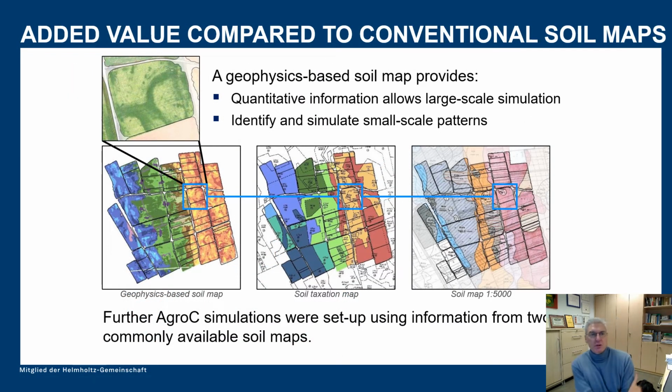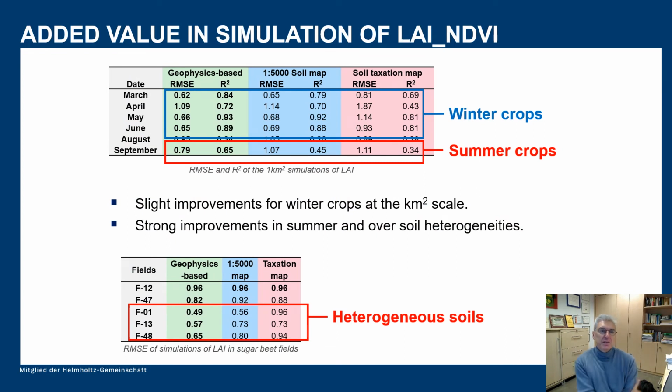Now we wanted to explore the potential of using these geophysics-based soil maps compared to the soil taxation map, which is still used in Germany to assess the productivity of soils, and a typical soil map of 1 to 5,000. And we ran different simulations with the model we used before to see in how far this information improves the observed values of productivity. And here we have used as a marker for productivity the leaf area index.